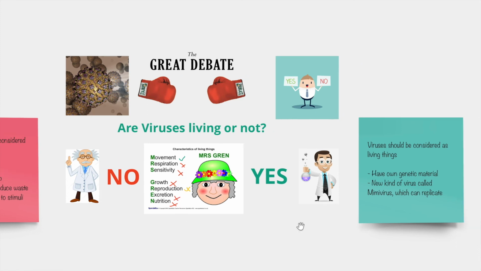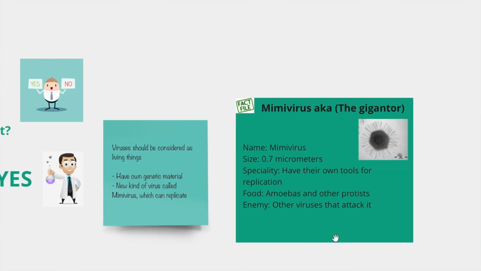But what does this scientist have to say? He says that viruses should be considered as living things because they have their own genetic material like normal organisms. And there's also a new type of giant virus recently discovered called the Mimi virus, which is a very creative name, but the name isn't important. Let's focus on this virus. So here's the fact profile for it.